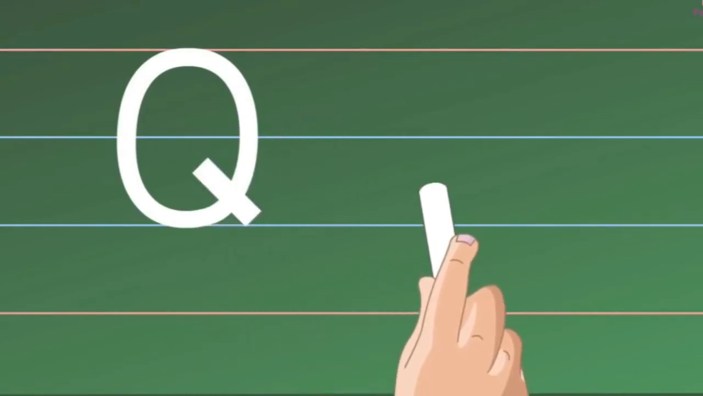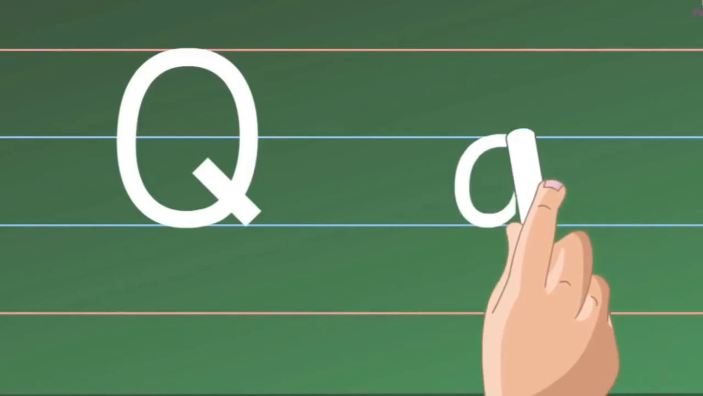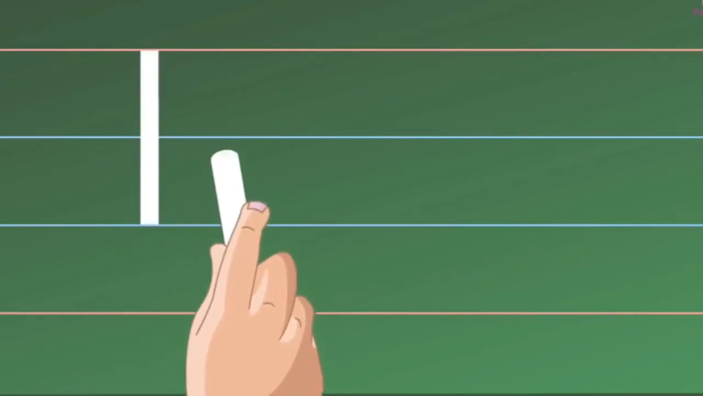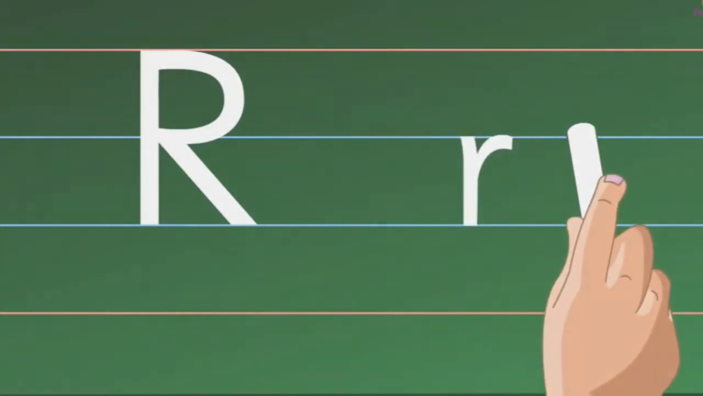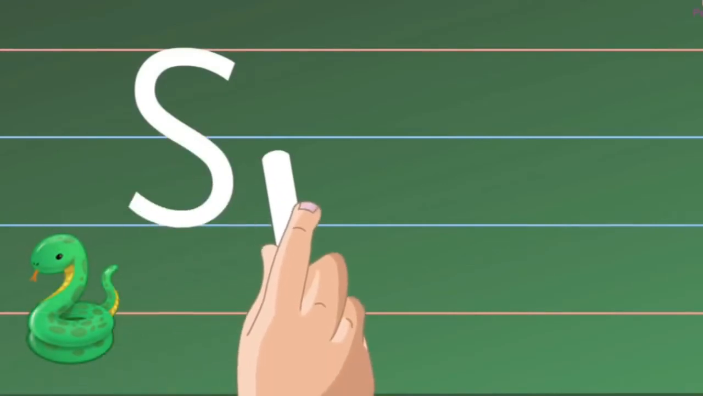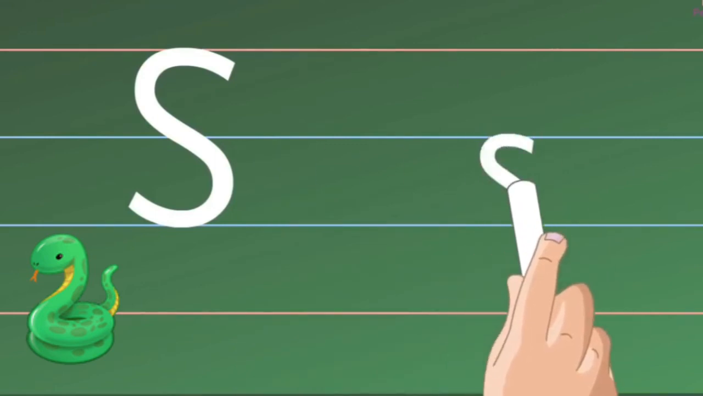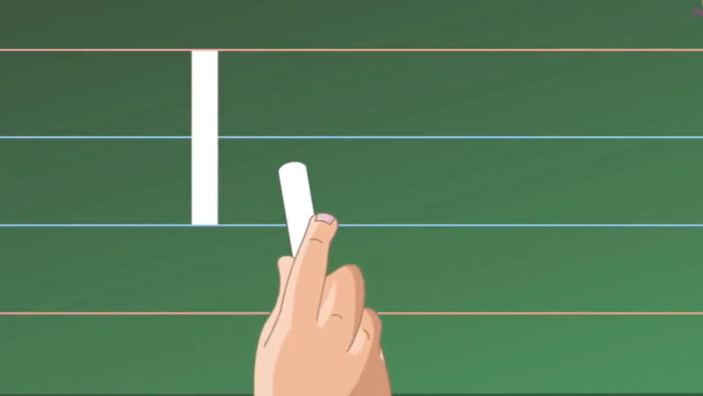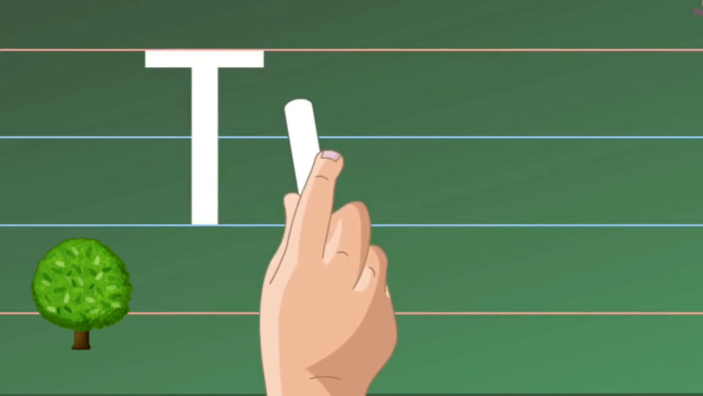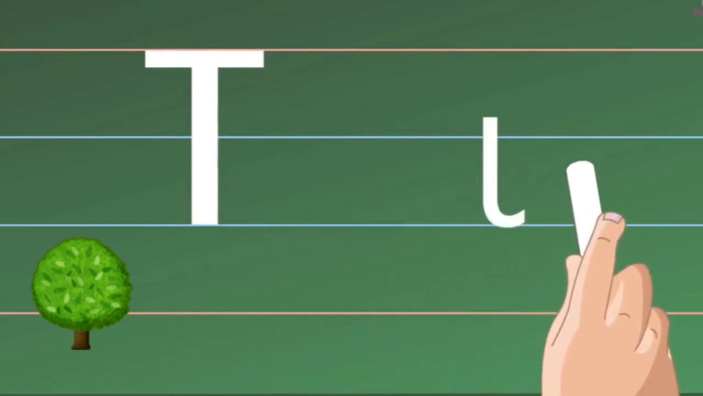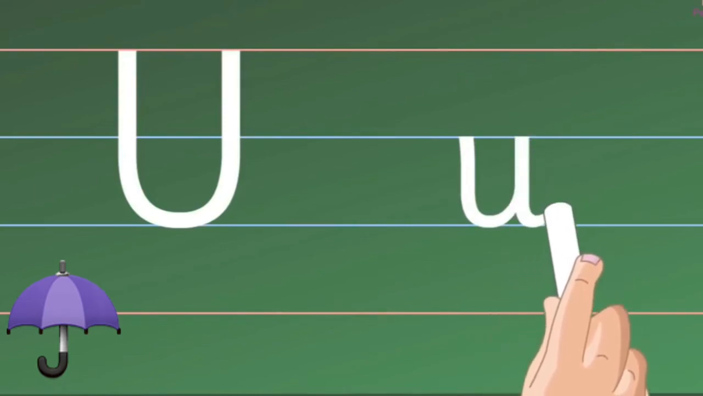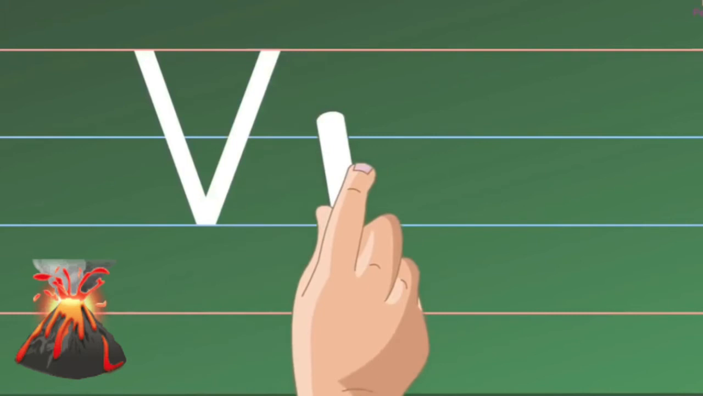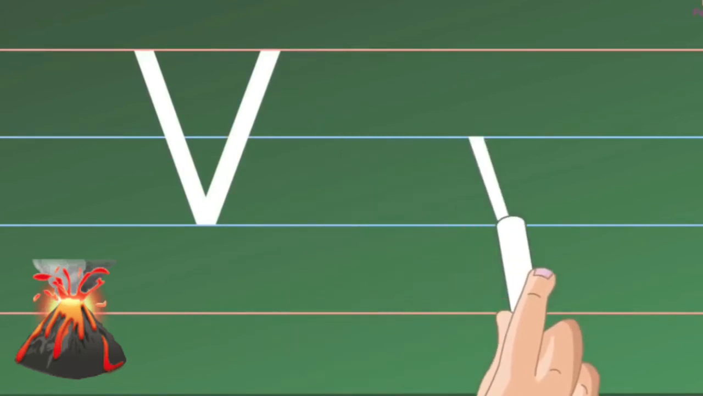Now let's review. The Q says, every letter makes a sound. The R says, every letter makes a sound. The S says, every letter makes a sound. The T says, every letter makes a sound. The U says, every letter makes a sound. The V says, every letter makes a sound.